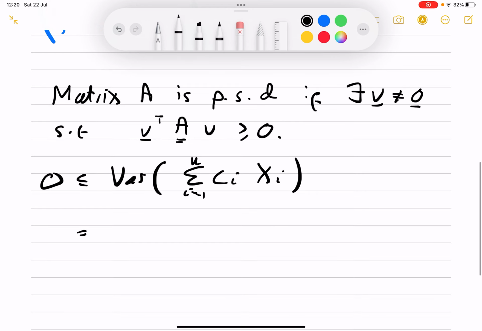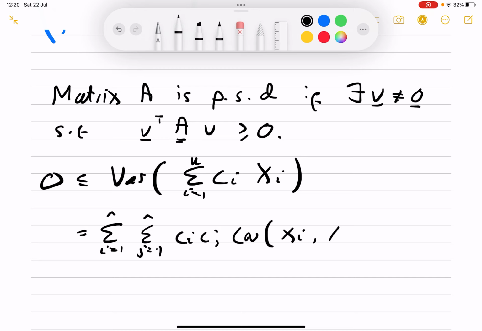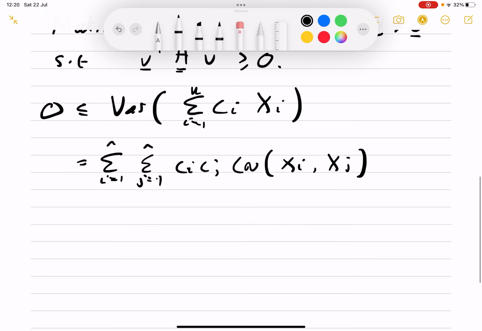This is the double summation from i equals 1 to n, j equals 1 to n, it being a square matrix, of ci cj times the covariance of xi, xj. And this can be written in matrix form as C transpose times our covariance matrix times C.